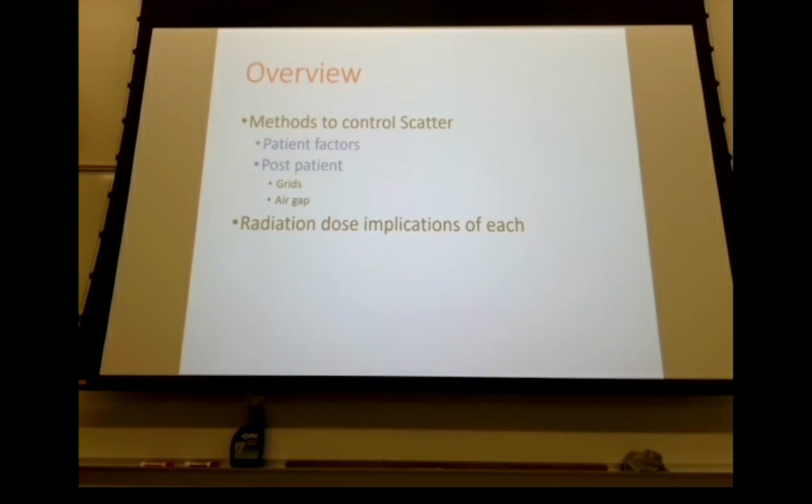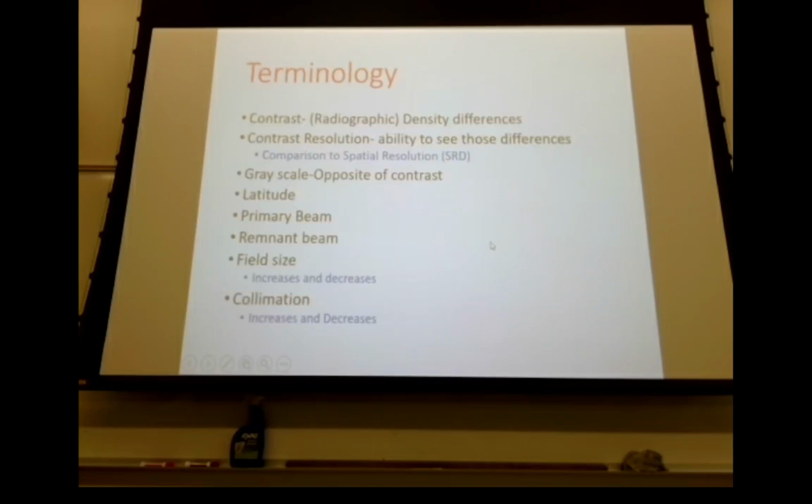We'll talk about grid ratios and the effectiveness of grids, when to use high ratio grids and when to use low ratio grids. We'll talk about the radiation dose implications of each one of those. We'll talk about the different types of grids. There's a multitude of types of grids, and we'll talk about the complications of positioning of those grids as well.